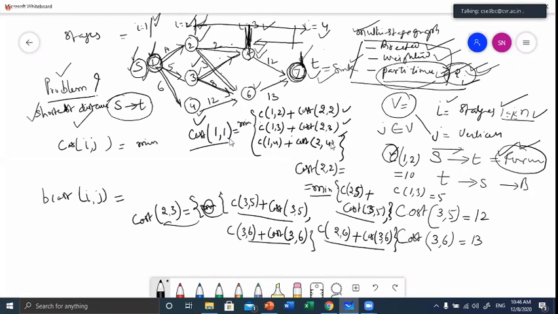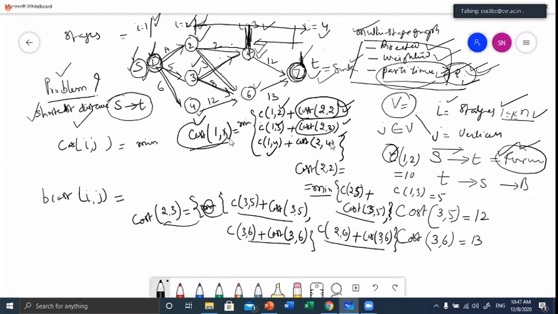Now, once you see here, cost of 1, 1. This you know is 10. This you know is 5. This you know is 6. These are nothing but the edge costs. This is cost up to this. That's why this is a recursive function. This is a recursive function. The same function like this.